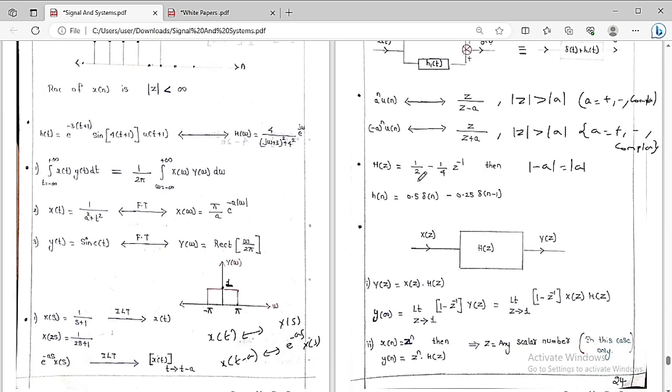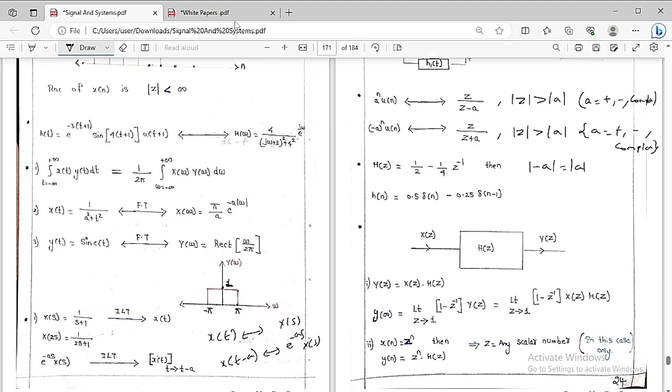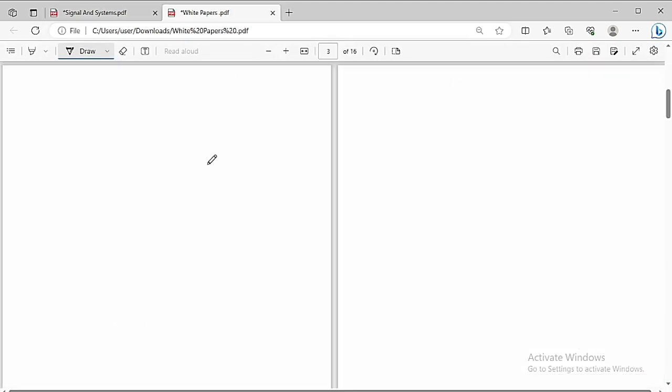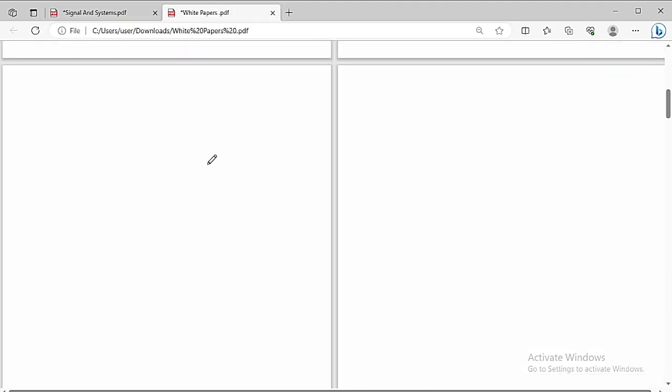Suppose H(z) is equal to 1/2 minus 1/4 z to the power of minus 1, then what is h(n)? So this is a basic formula. I don't need to further explain, but let me tell you. For h(n), what is X(z)? X(z) is equal to the sum from n equals minus infinity to plus infinity of x(n) z to the power of minus n.